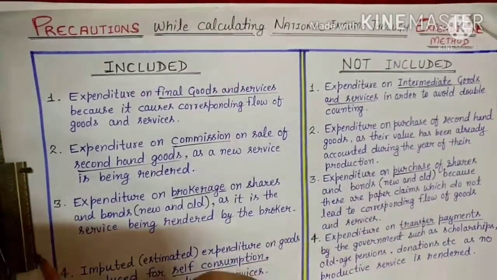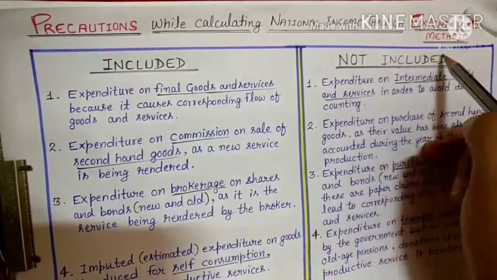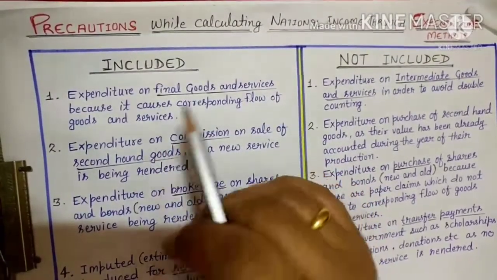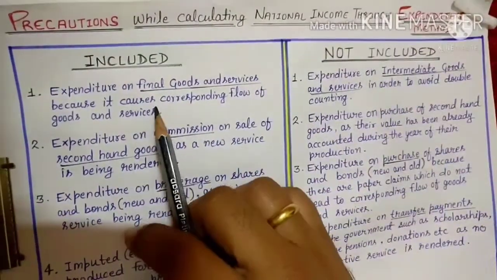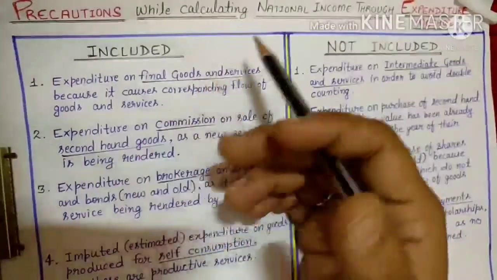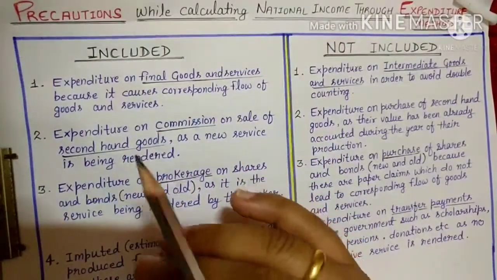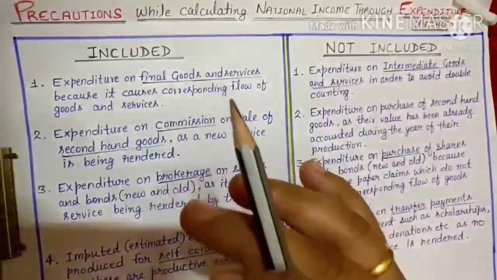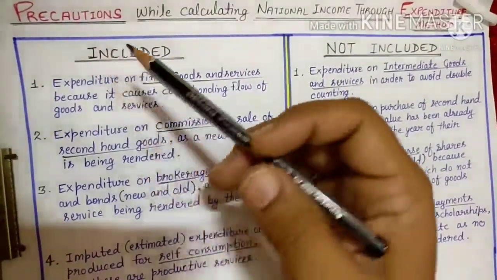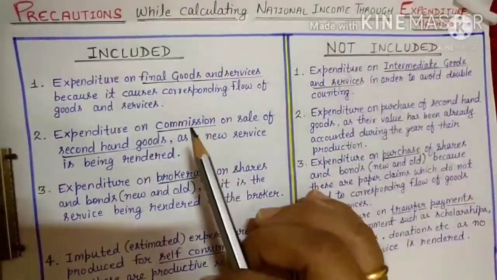Now what we have to learn? We have to learn about the precautions when we are calculating national income by the expenditure method. We have to pay attention to these things, because many times we make mistakes in numerical questions, because these items are coming and confusing us. So what things we need to include, and what things we don't need to include, we have to be very clear. Let's clear these things and learn about the precautions. Sometimes it comes in theory questions also. So pay attention here.